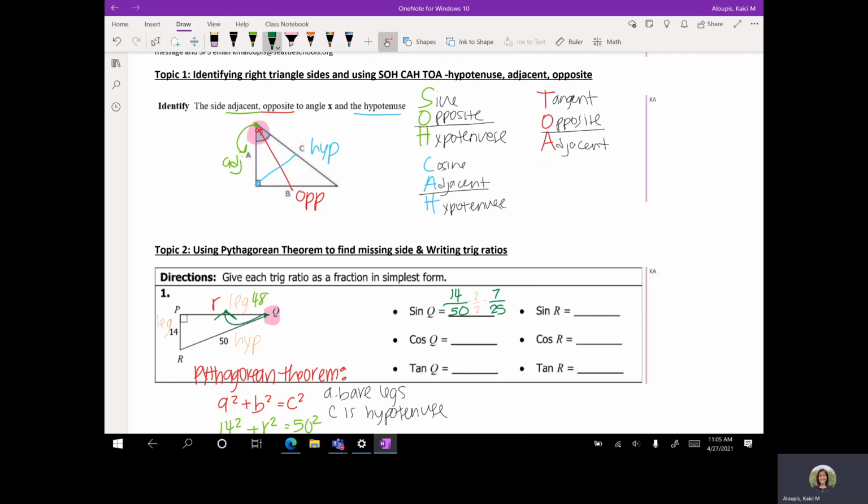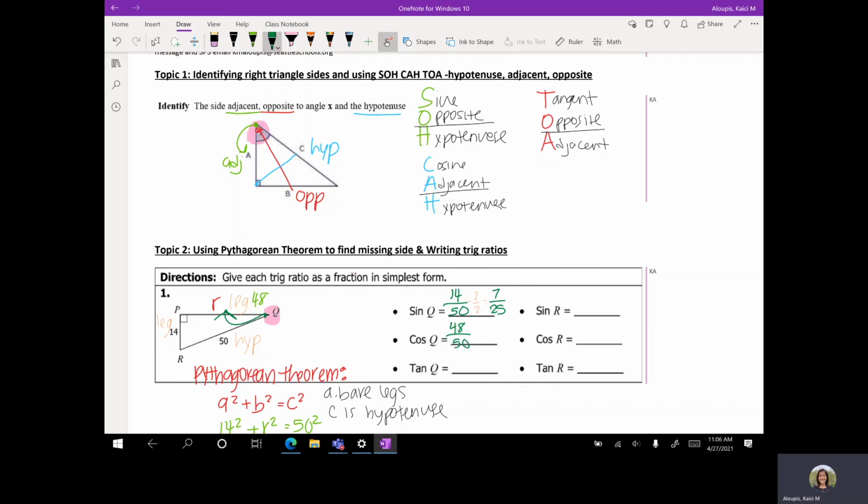So here I'm going to write 48 in the numerator because for cosine, the ratio of cosine is the adjacent side over the hypotenuse side. The hypotenuse of the triangle never changes. Doesn't matter which angle we're asking about. The hypotenuse of the triangle is always the same. In this case, the hypotenuse is 50, so it's 48 over 50.